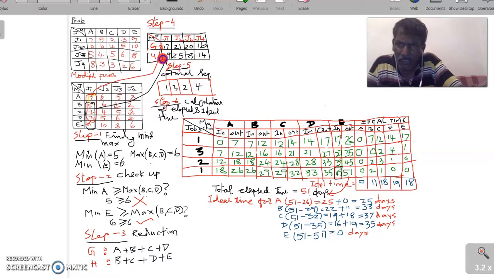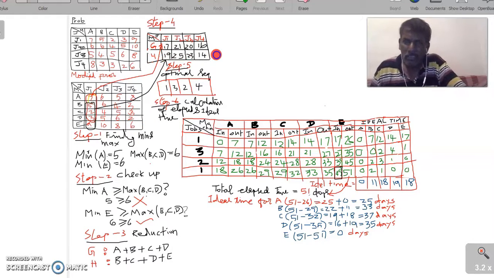Now, what about H processing time? H processing time is: leave the first machine time and add all the remaining machine times, B, C, D, the 4 machine times you add there. 5 plus 2, 7, 7 plus 3, 10, 10 plus 9, 19. 6 plus 4, 10, 10 plus 15, 25. Like that. Leave the first one, the last 4 processing times you add and straight to H right there.